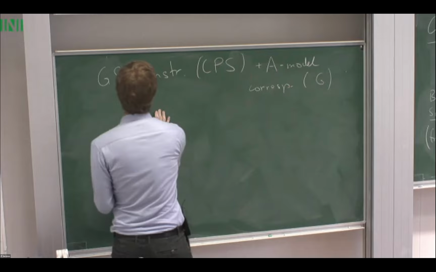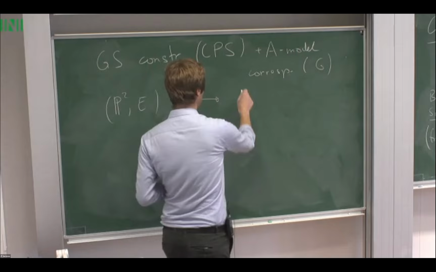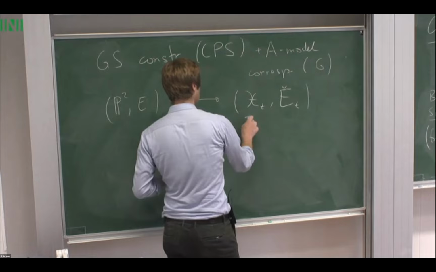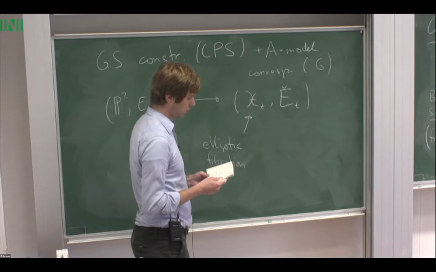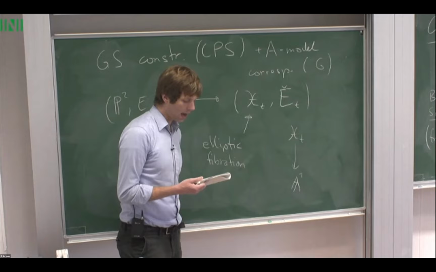So here P2, E is mirror to a family. You always have families on the B side with a fiber. I mean, that was known before. This is an elliptic fibration. It's given by the superpotential. And what's really important here is that T is the Gross-Siebert parameter.